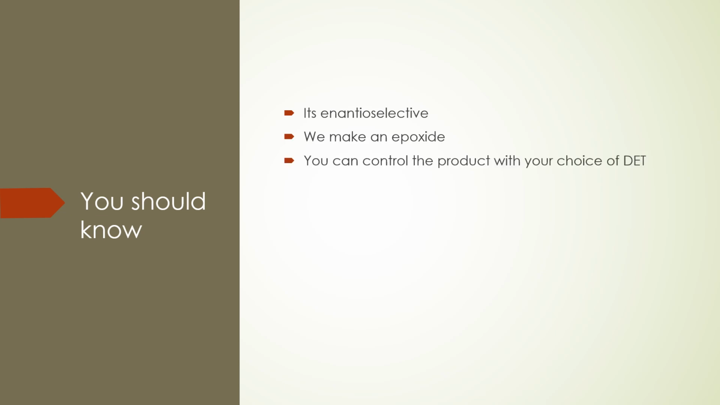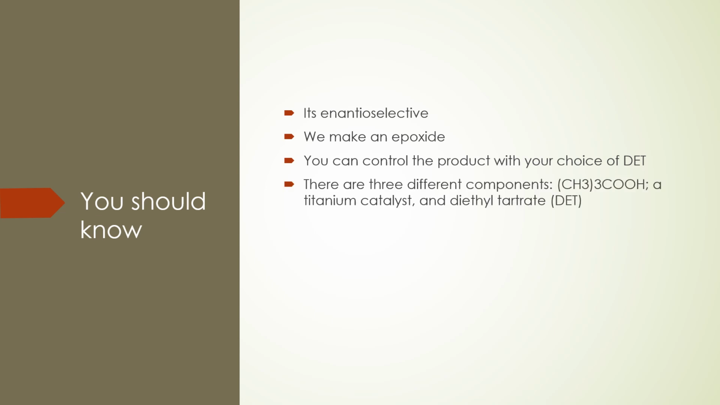A few things you should know before we get into Sharpless epoxidation is that it's enantioselective, meaning that it is going to make one specific enantiomer. We're going to be making an epoxide. You can control the product based on what kind of DET you use. There are 3 different components: t-butyl hydroperoxide, a titanium catalyst, and a DET. Positive DET adds from below, and negative DET adds from above.